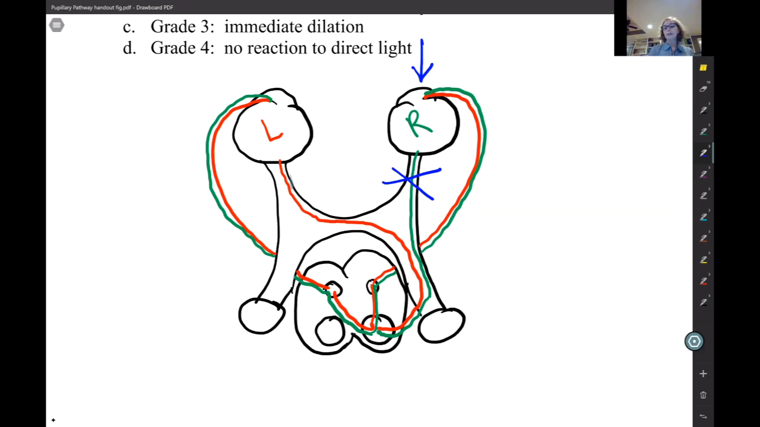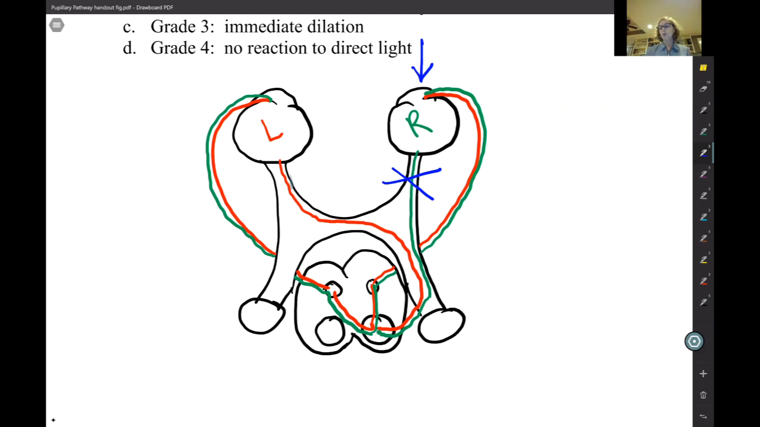We shine a light in the left eye, and everything in the red pathway works because it's not going through our lesion. So we shine a light in the left eye, and both pupils will constrict. But then we shine a light back into the right eye, and nothing through the green pathway is going to work. So neither pupil constricts, both pupils dilate.